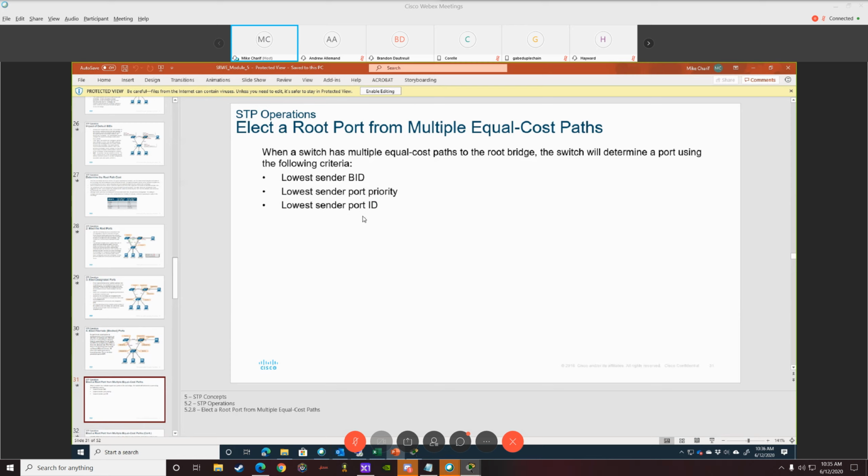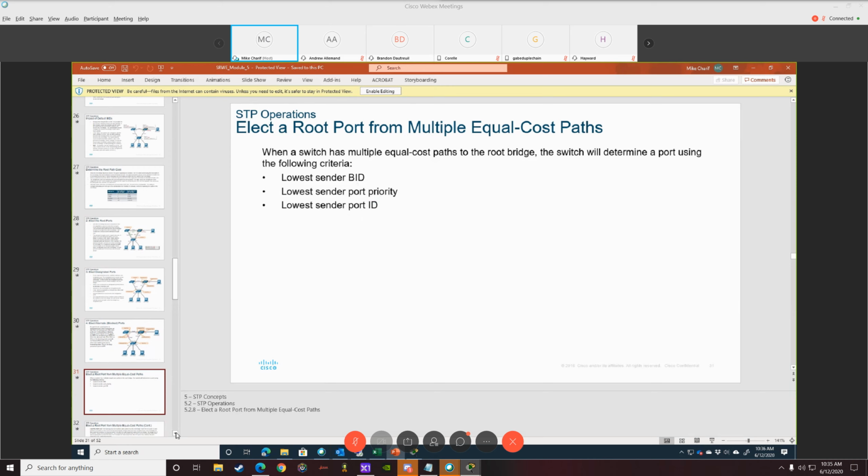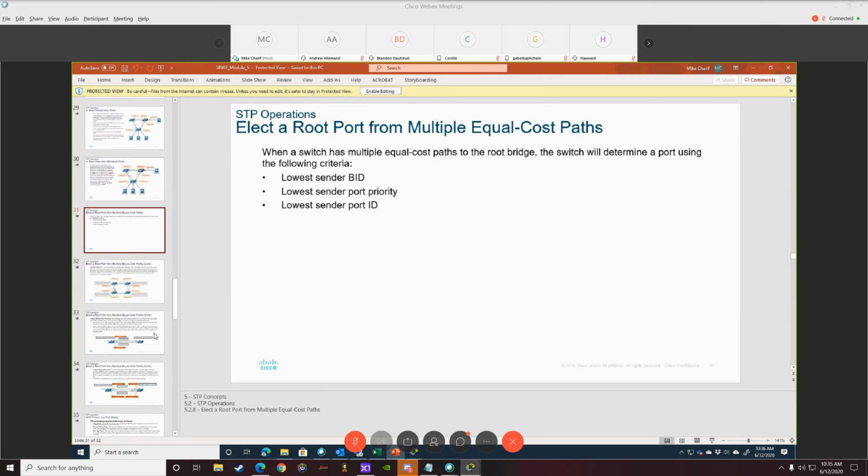And the MAC address also plays a part, because the lowest sender BID means what? The bridge ID. The bridge ID consists of the MAC address and the priority ID. This is an example here.